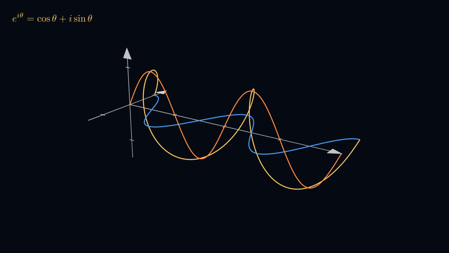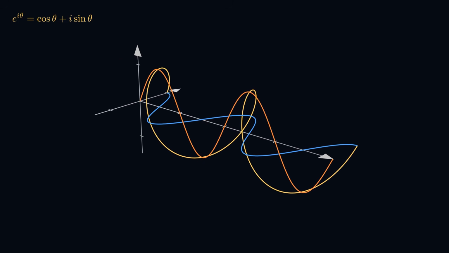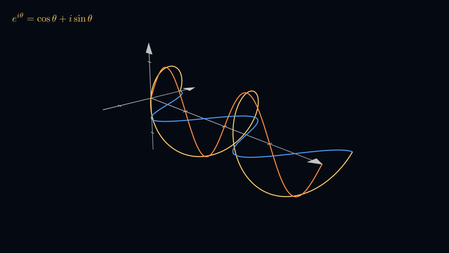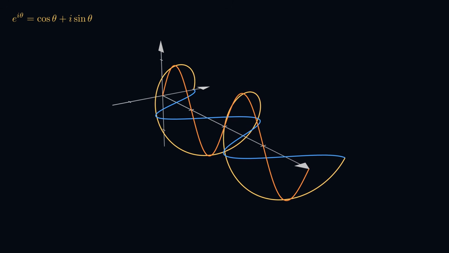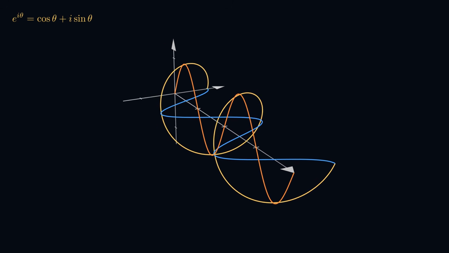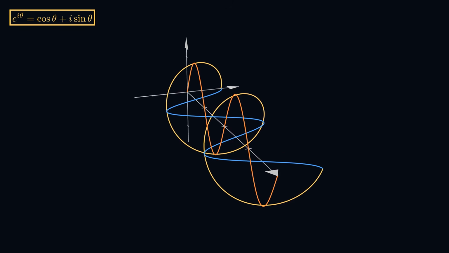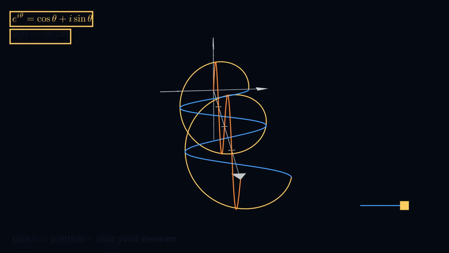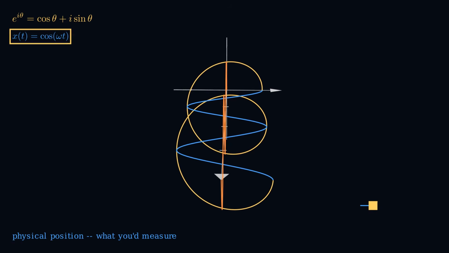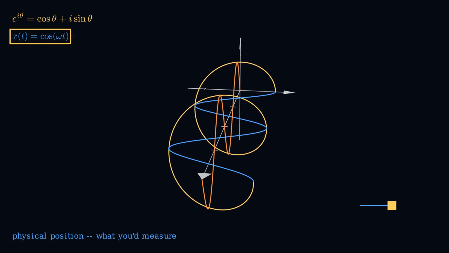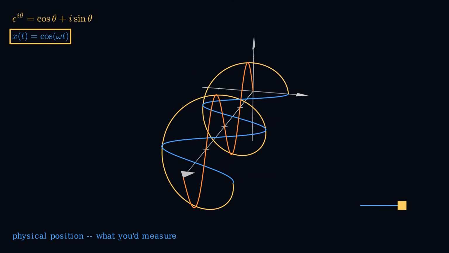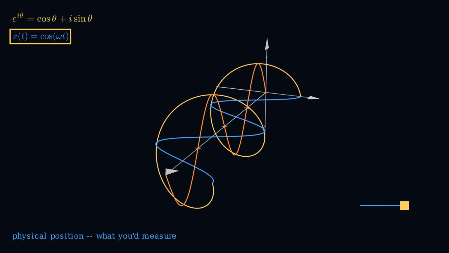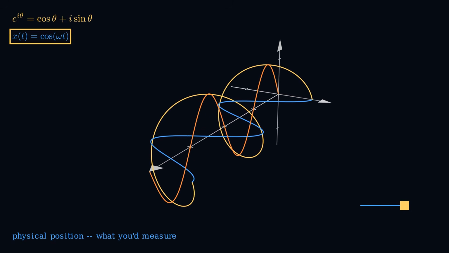But e to the i omega t is complex. Where's the actual, physical, real position of the mass? Apply Euler's formula: e to the i omega t equals cosine omega t plus i sine omega t. The physically real position is just the real part, x of t equals cosine omega t. A plain, ordinary back-and-forth oscillation, exactly what you'd see on a real spring.